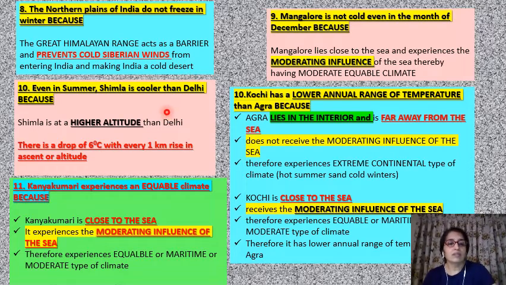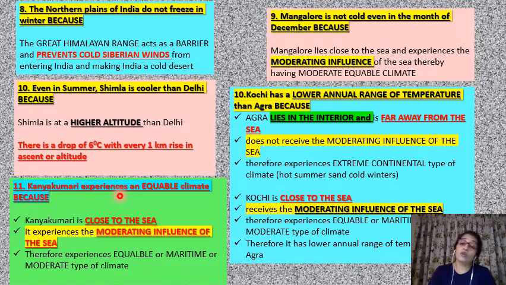Even in summer, Shimla is cooler than Delhi. Is this latitude? No. Shimla and Delhi both are above the Tropic of Cancer. Is this some sea effect? There is no sea there. It is altitude. Shimla is at a higher altitude than Delhi, with a drop of 6 degrees centigrade with every 1 kilometer rise in altitude.